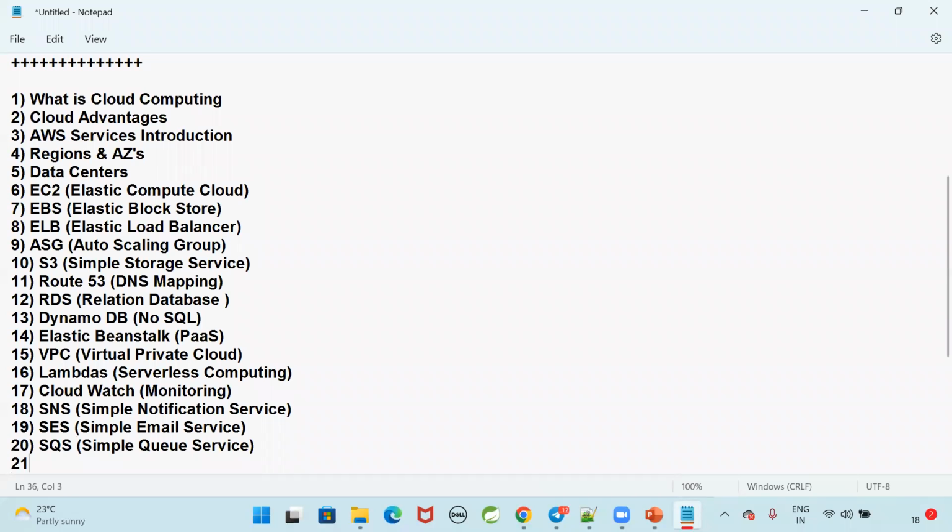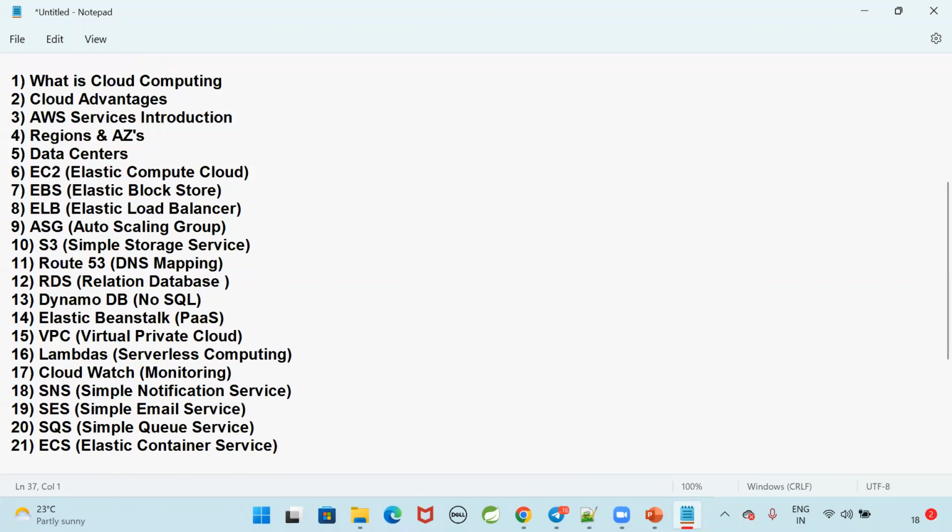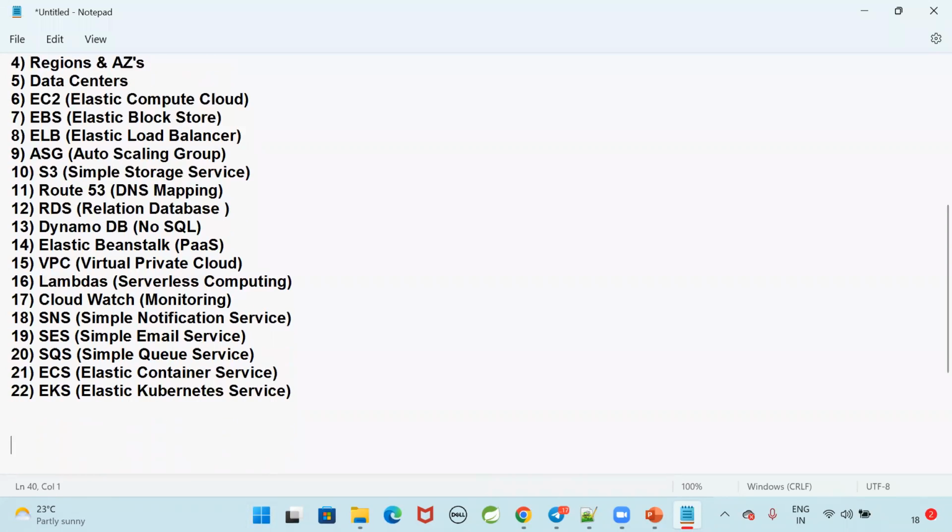Then we'll talk about the ECS service. ECS is Elastic Container Service, which is used to run Docker containers. Then EKS. I'm going to cover EKS in the DevOps course, because you need knowledge of Kubernetes to understand EKS. EKS is nothing but Elastic Kubernetes Service, and I'm going to explain it in DevOps.